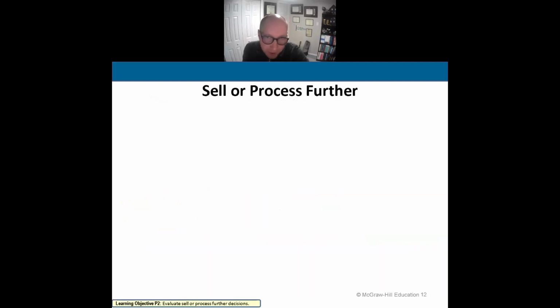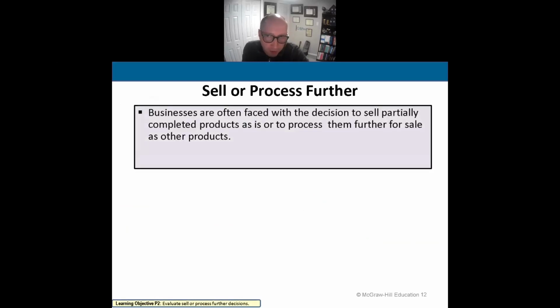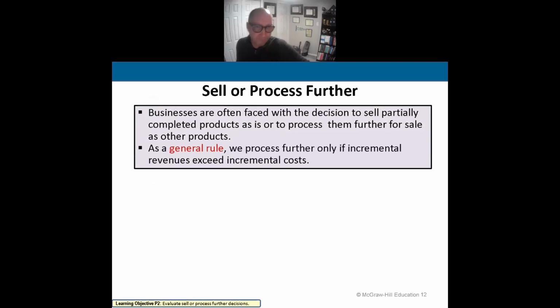Sell or process further. This one's a good one. Think of oil, petroleum. Petroleum or oil is what we get out of the ground, right? Oil is used for various purposes. We use it to heat our houses. We use it for electricity. We use it for its byproducts.